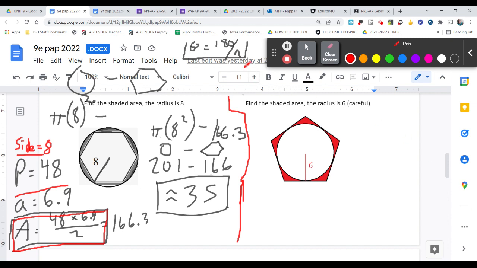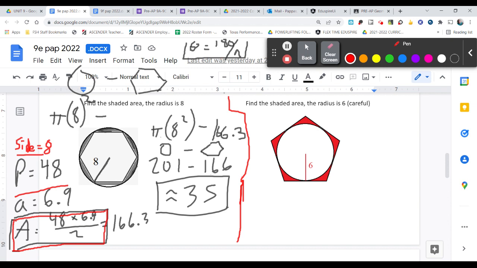We can look at the next one, and maybe this will make a little bit more sense here. Wesley, you found along, man? Okay. All right, here we got to find a shaded area. Let's look at the big picture here.